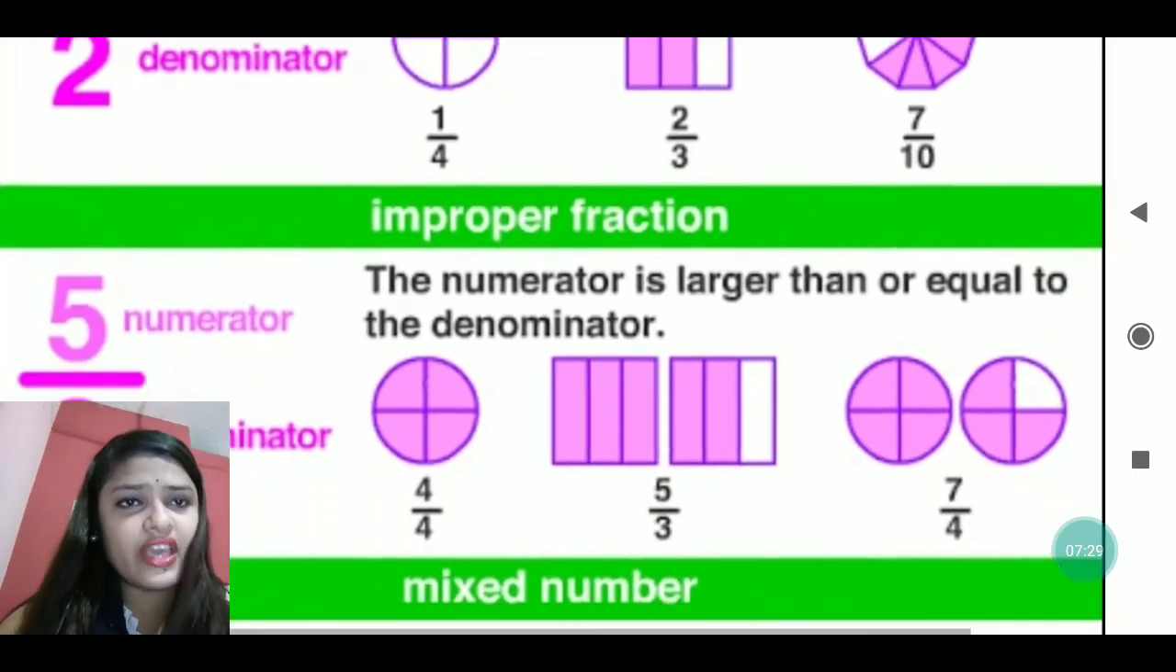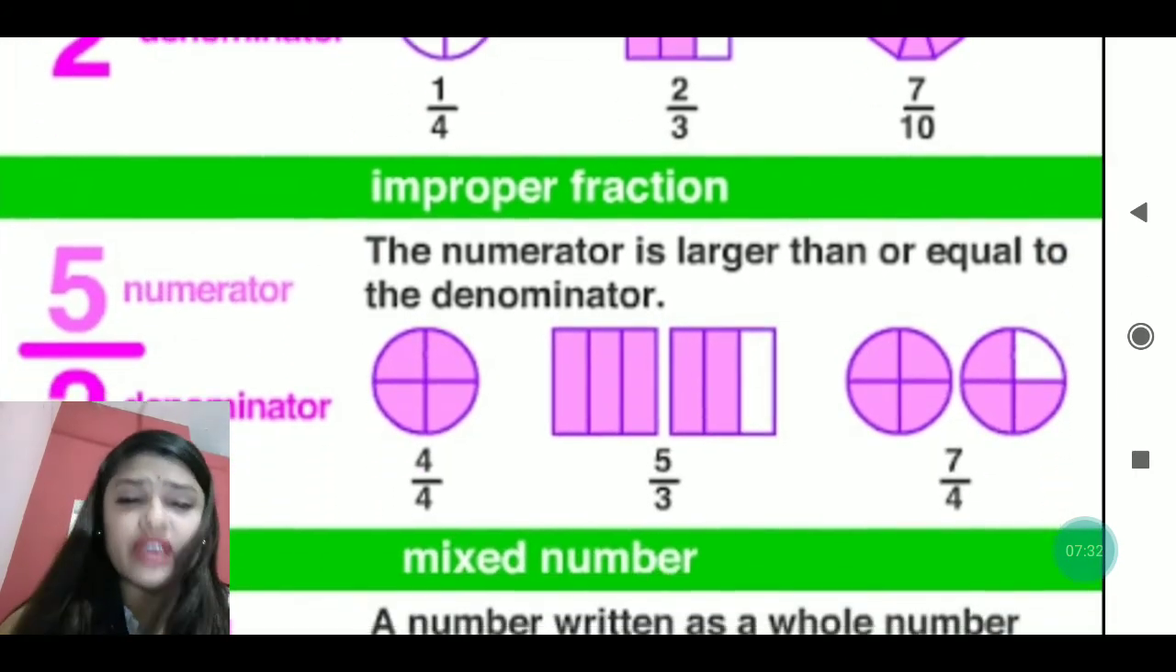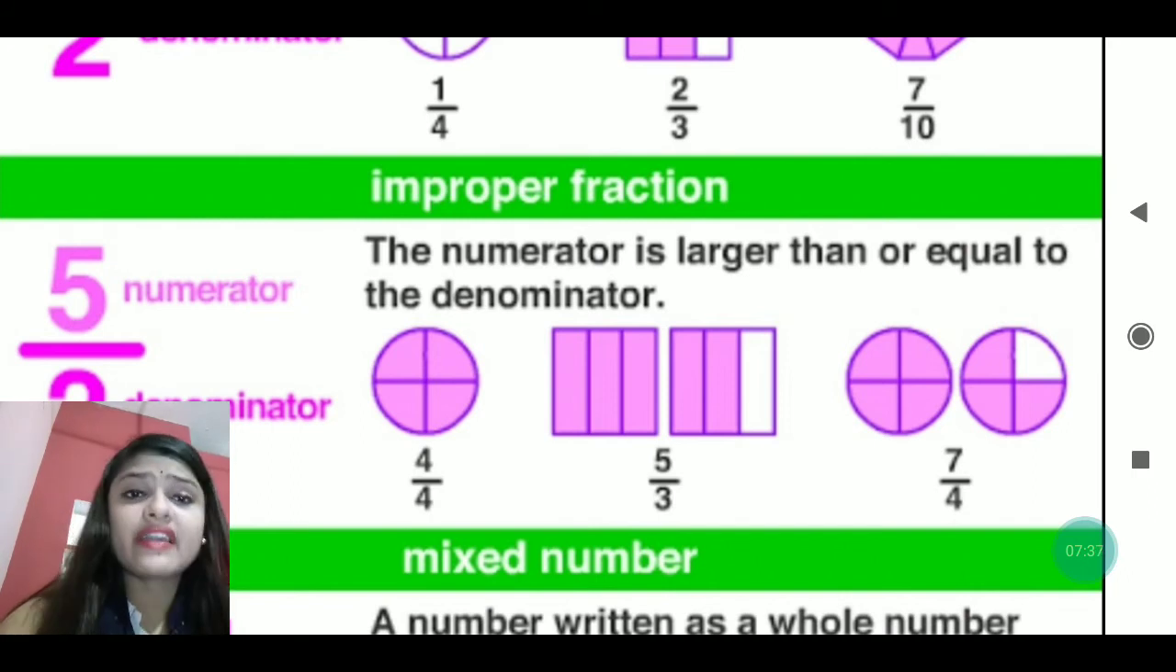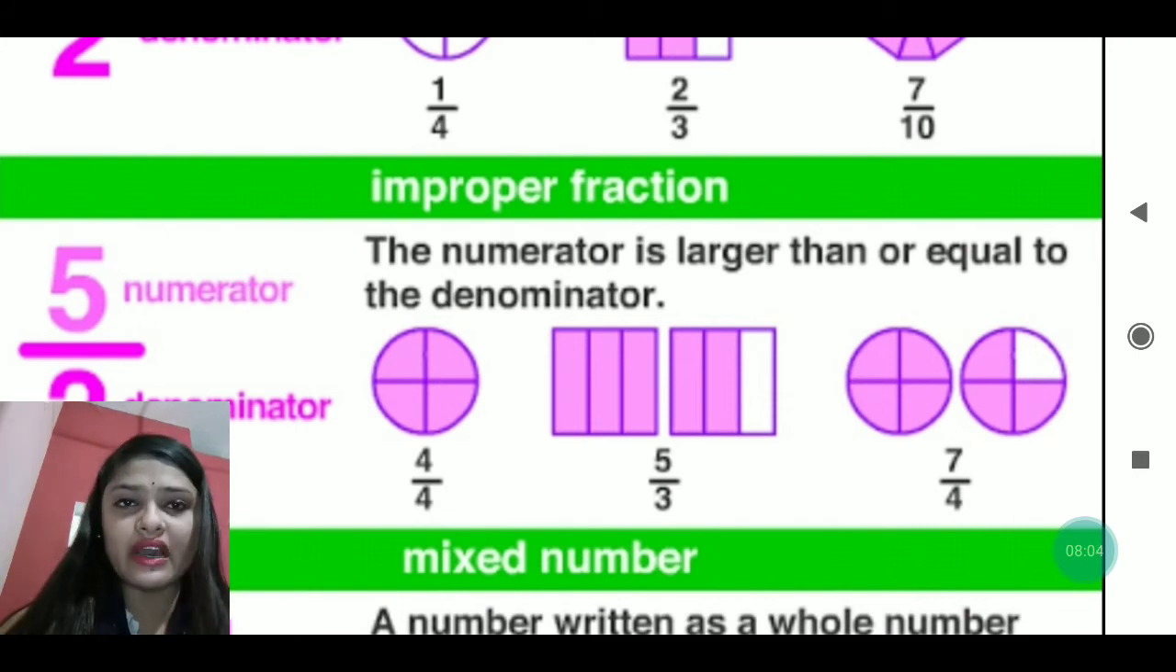In the same way, improper fractions are those in which the numerator is greater than the denominator, or both the numerator and denominator are equal, like 4 by 4. Here both are equal, but in 5 by 3 the numerator is greater than the denominator. So when the numerator is greater and the denominator is smaller, it is an improper fraction. When the numerator is smaller and the denominator is greater, it is a proper fraction.